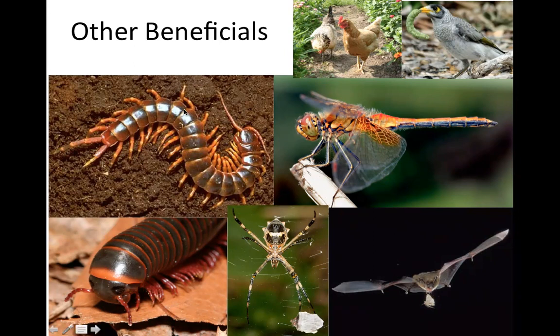Then you've got centipedes and millipedes, which are fantastic bug eaters. Dragonflies, bats as well. Spiders, I know they're creepy, but they're great at eating a lot of pests in your garden, and they're great at eating mosquitoes as well. This is one of my favorite spiders. It's a scribble spider, and it looks like they're scribing something in cursive in their web.